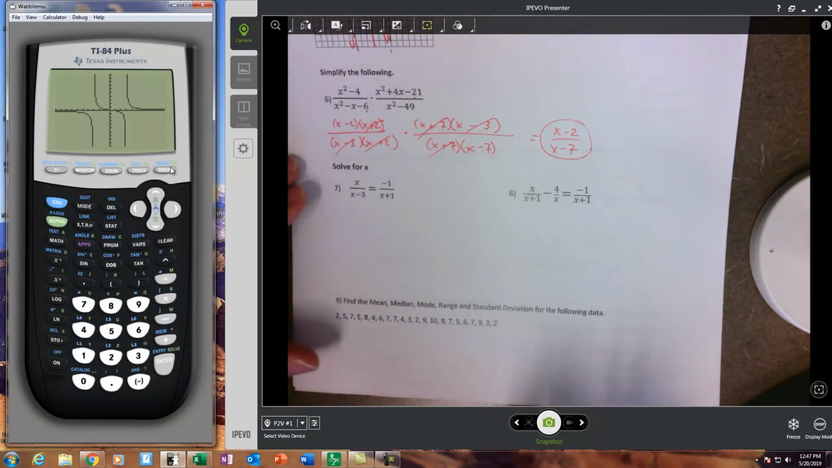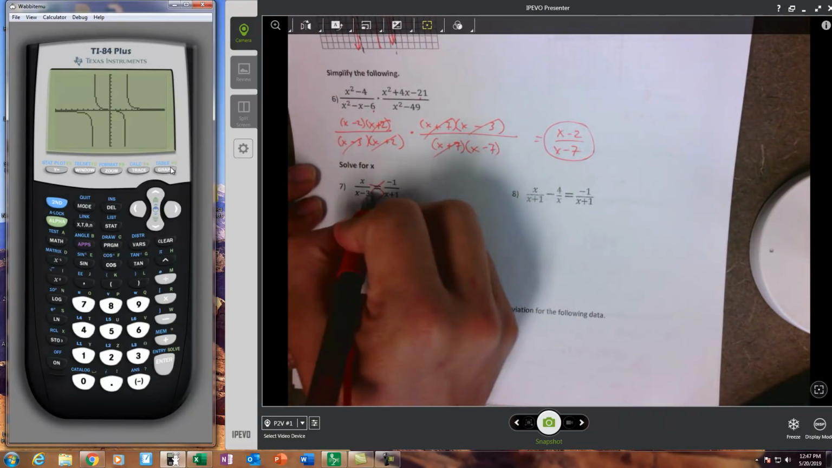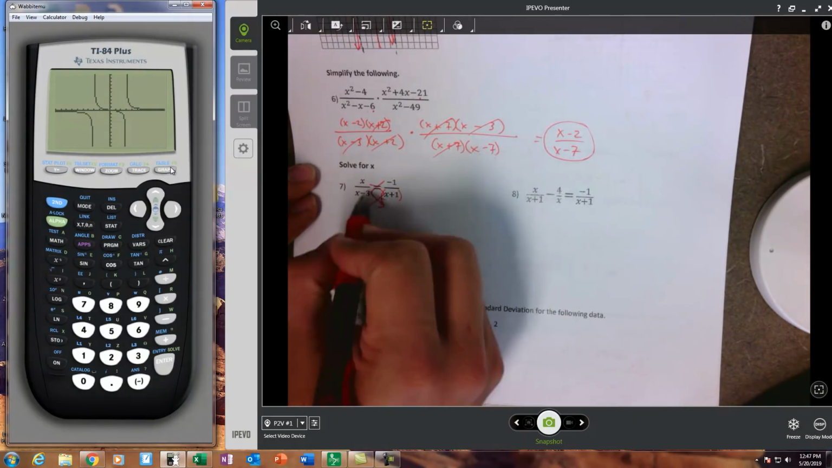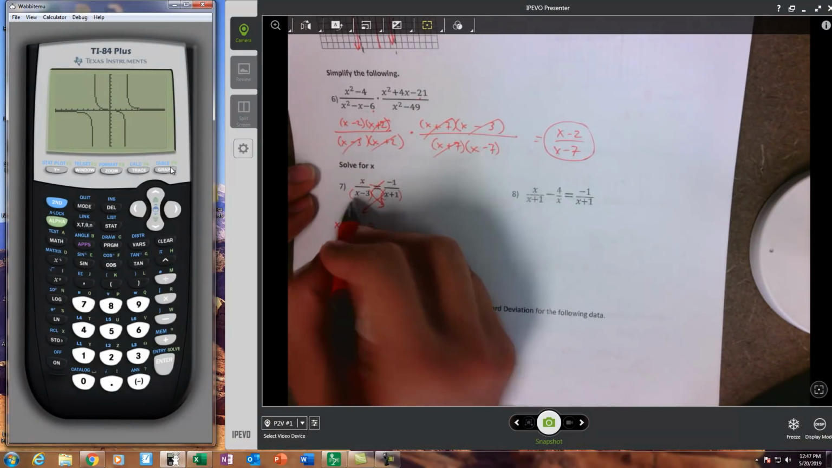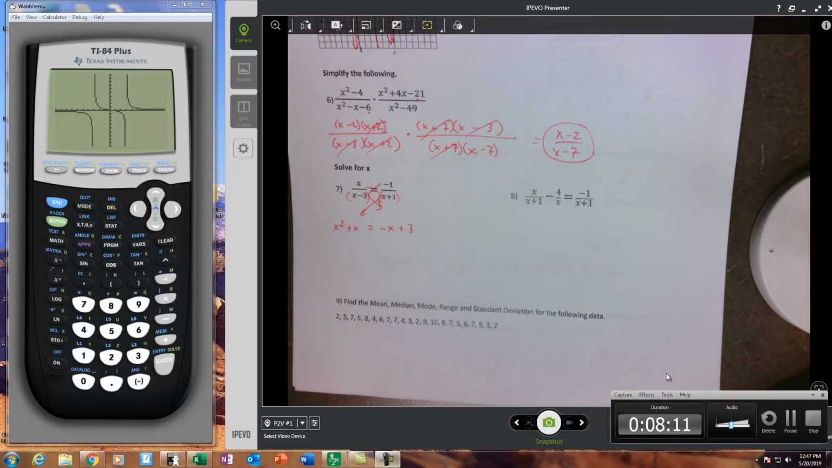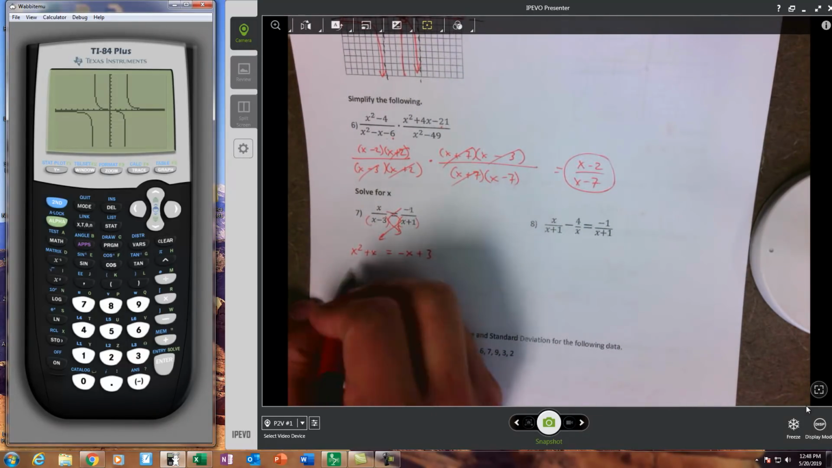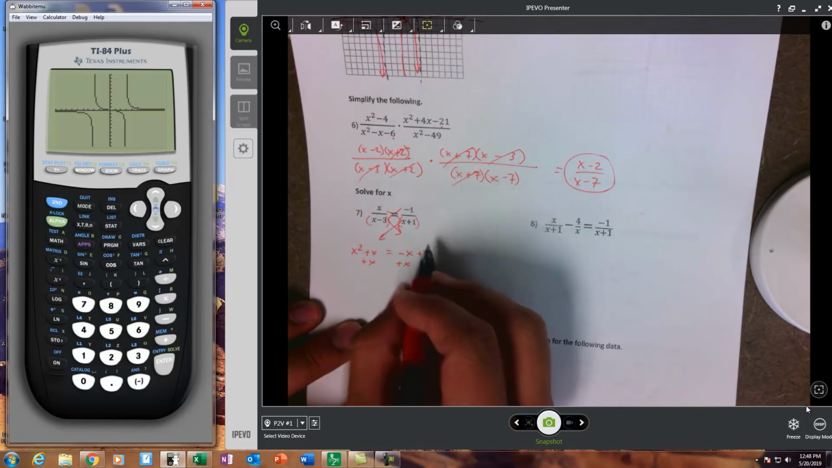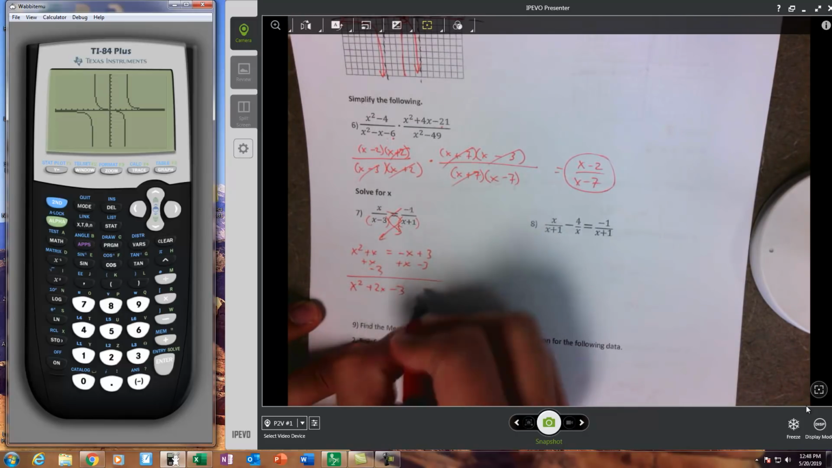Alright, 7 and 8, we're solving these rational functions for x. And the way we do this first one, because it's a fraction equal to a fraction, we can cross multiply, but you do need to distribute across the addition. So x times x plus 1 is x squared plus x. Negative 1 times x minus 3 would be negative x plus 3. Okay, so now we have an x squared in our equation, so we need to set it equal to 0. So I'll add x, and then I will subtract 3. x squared plus 2x minus 3 equals 0.